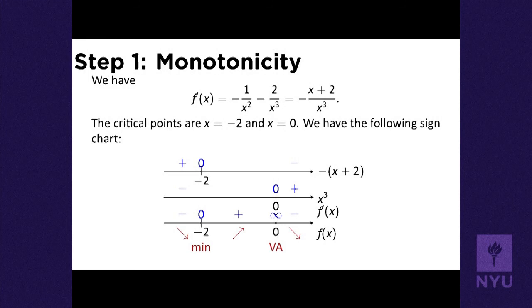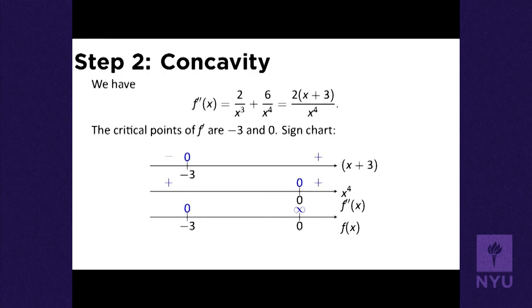Okay, step 2 is concavity. Again, looking at the derivatives this way, take the derivative of that, you get 2 over x cubed plus 6 over x to the 4th. Think about it as power functions. Put that over a common denominator, and it's 2 times x plus 3 over x to the 4th. The numerator is negative when x is less than negative 3, positive when x is greater than negative 3. The denominator is always positive except when it's 0. And so the quotient is going to be 0 when x is minus 3, negative when x is less than minus 3, positive when x is in between negative 3 and 0, and still positive when x is greater than 0.